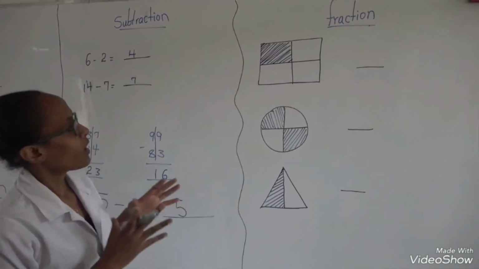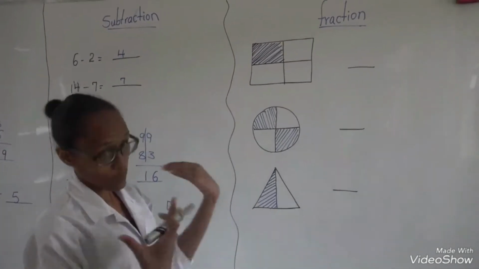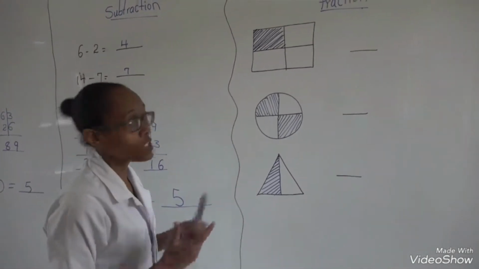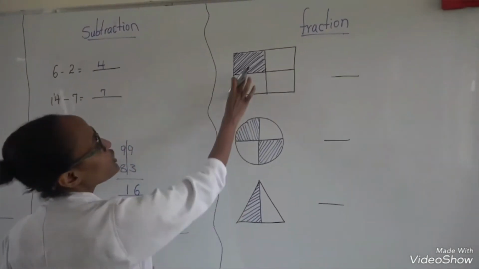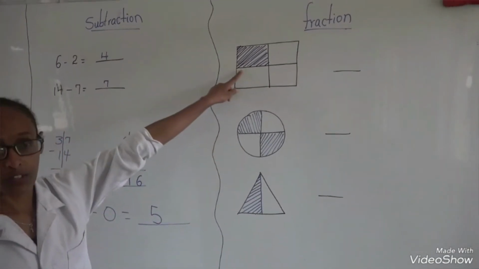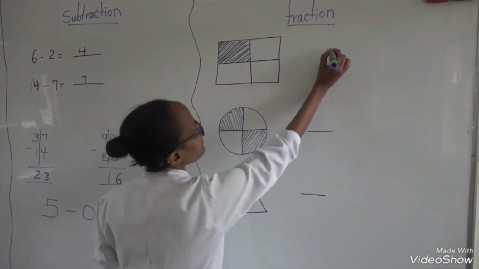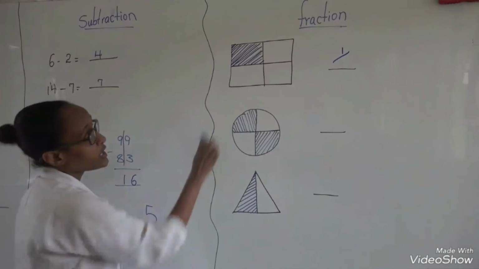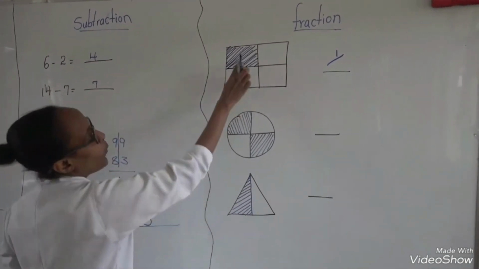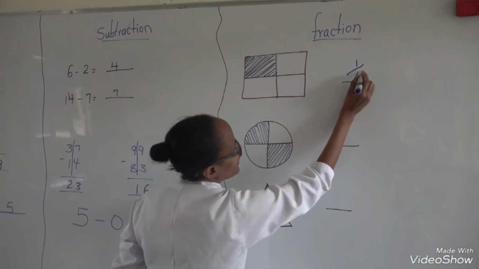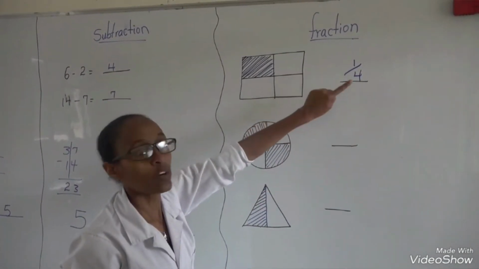So in your book, if the instructions say write the shaded part, this is how you're going to do it. First, you count the shaded part. How many shaded parts or colored parts do we have here? 1. And then when you finish, you count all the parts, including the shaded part. 1, 2, 3, 4. So we read it as 1 over 4.